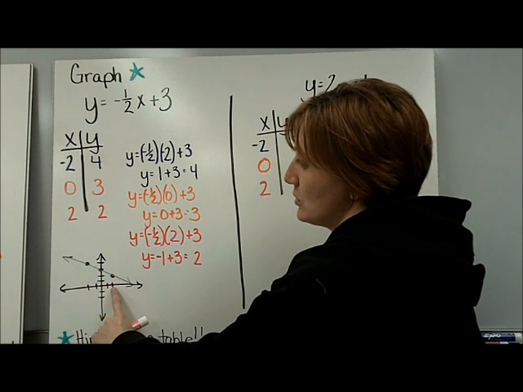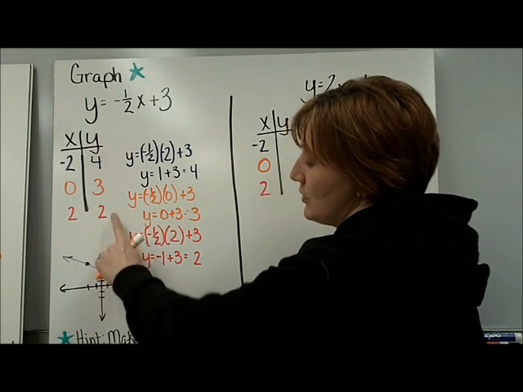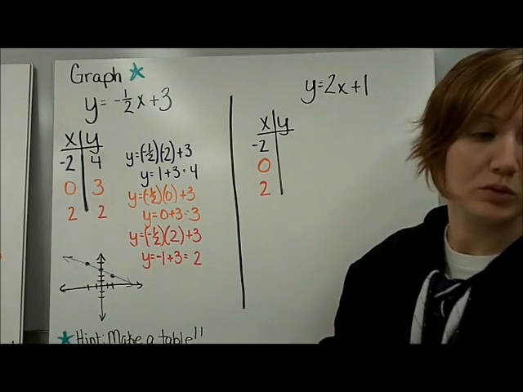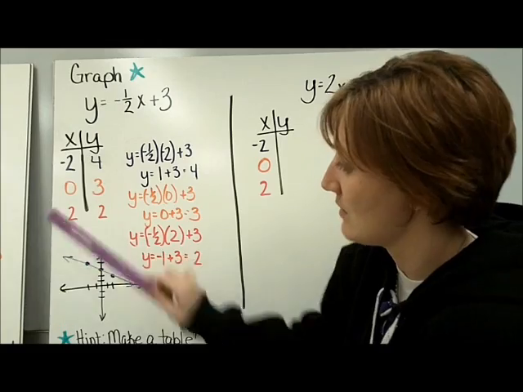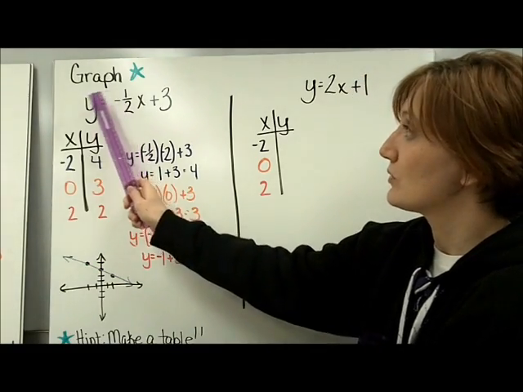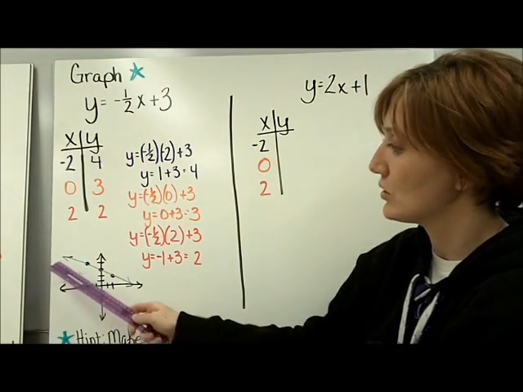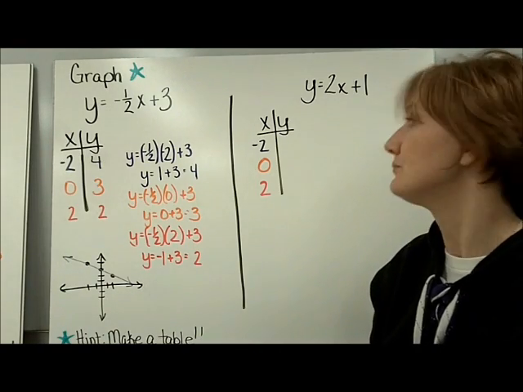Then I go over 2, up 2 for my third point. Then, using a ruler or a straight edge, whichever you choose to use, connect those 3 points, and there's your line. So we've now graphed this equation. The graph looks like this.